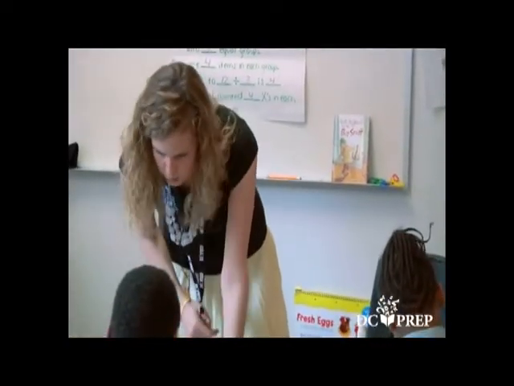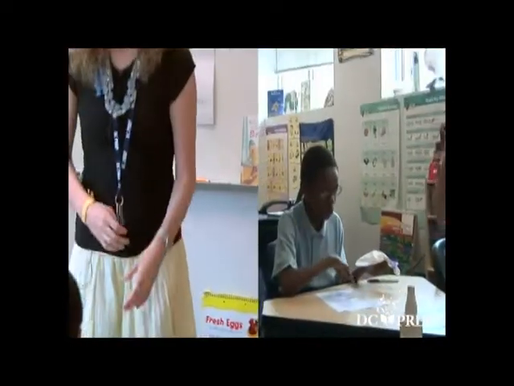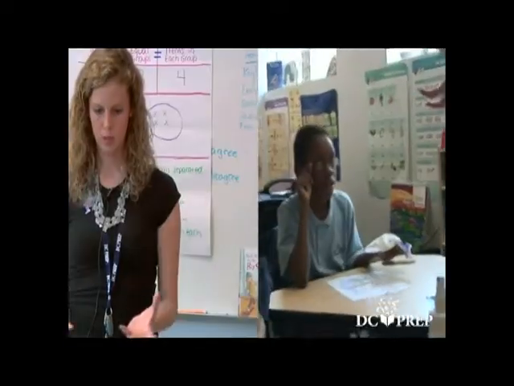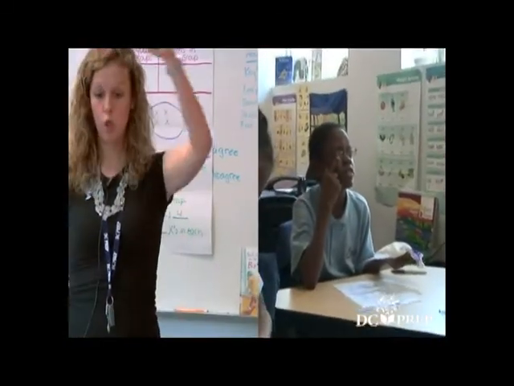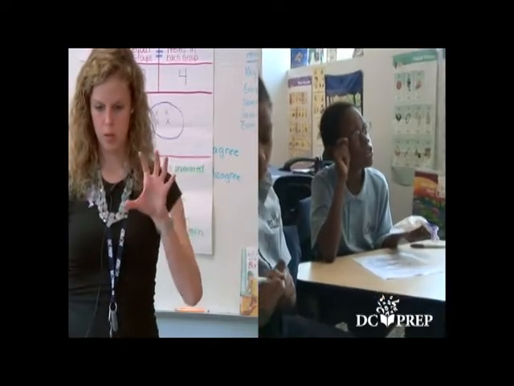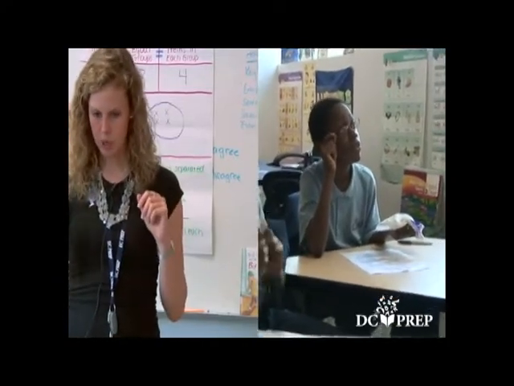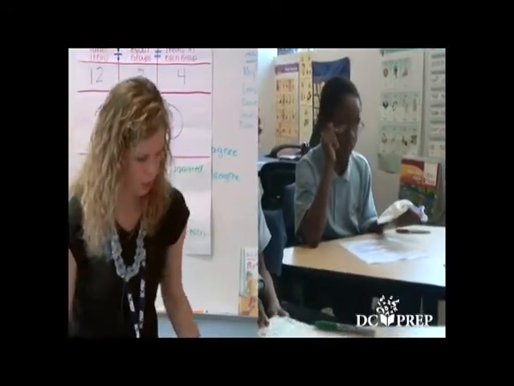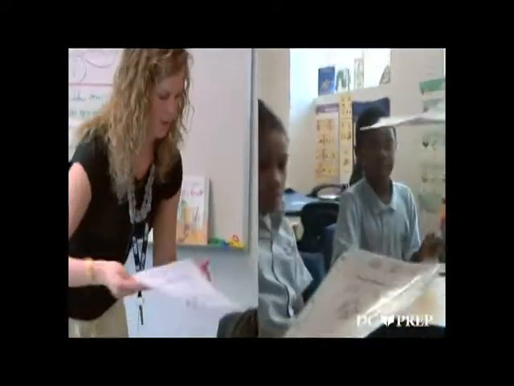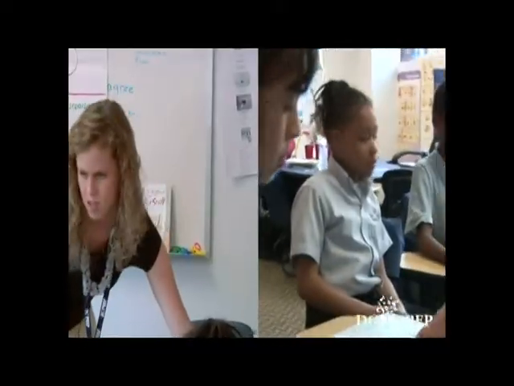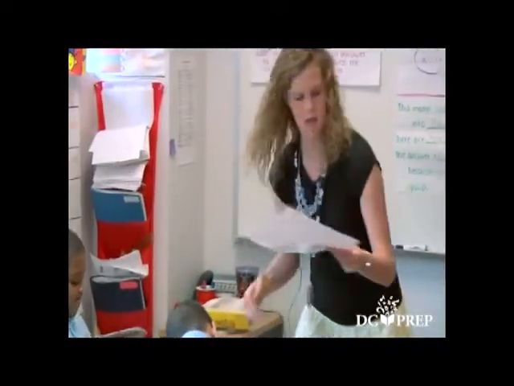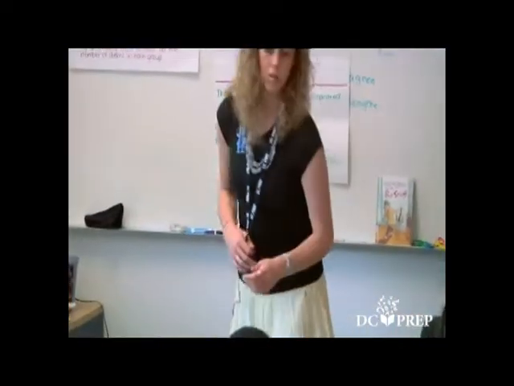How many total items do you have? Answer my question. Jason, how many total items? 22. How many groups? 2. How many in each group? 11. Switch your paper with Anna. Check each other. Check Robert's.